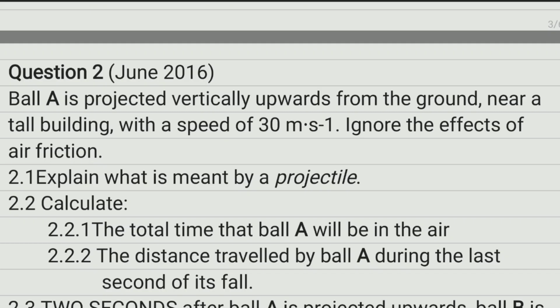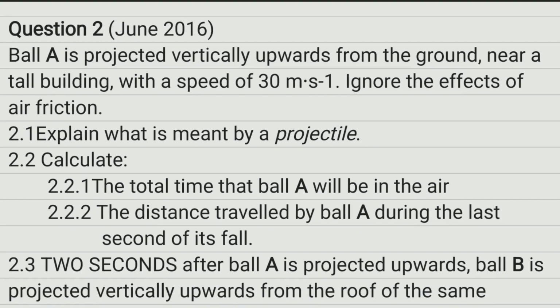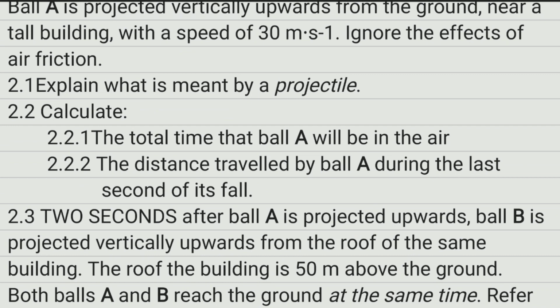Question 2. Question 2 says a ball is projected vertically upward from the ground near a tall building with a speed of 30 meters per second. Ignore the effect of friction. Question 2.1: explain what is meant by a projectile. 2.2: calculate the total time that ball A will be in the air, and the distance traveled by ball A during the last second of its fall.